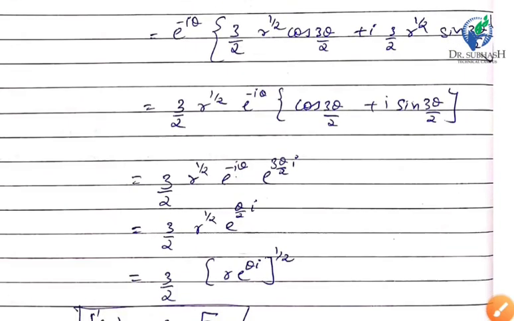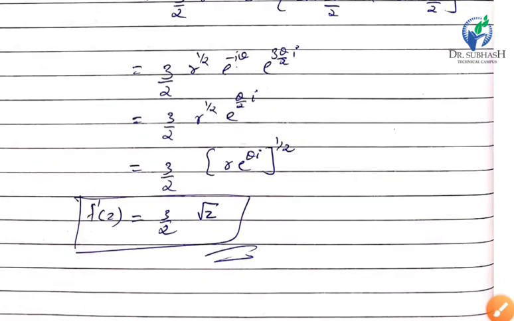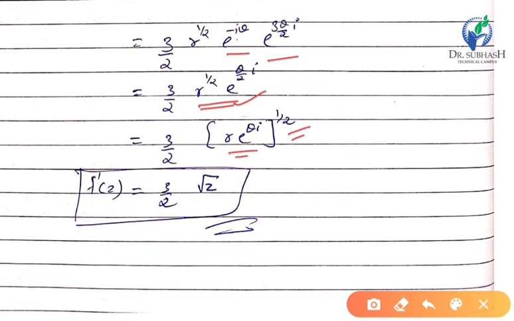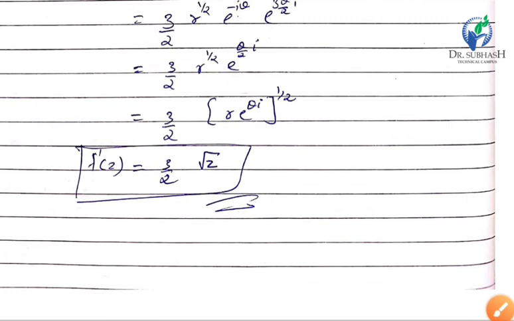Now again here the base is same, so I am adding the powers. I will get e raised to theta by 2 i. Now again I am taking these two terms common, and 1 by 2 I am taking here. So this is equal to z, since we know the exponential form of a complex number. So the differentiation of the given function will be f dash z equal to 3 by 2 root z.